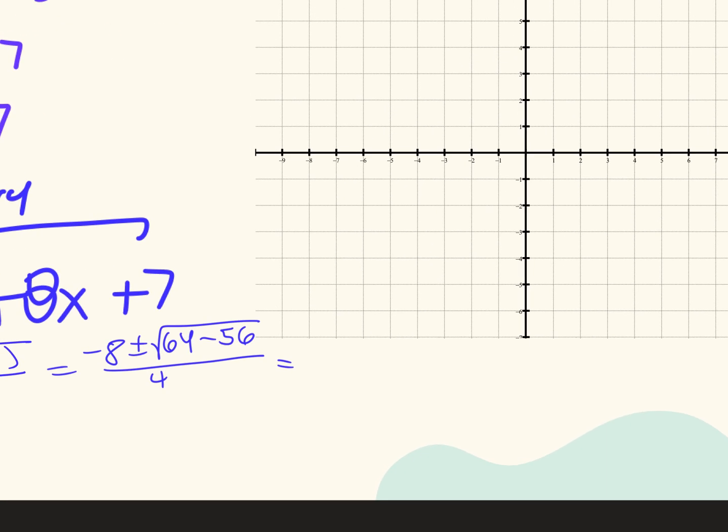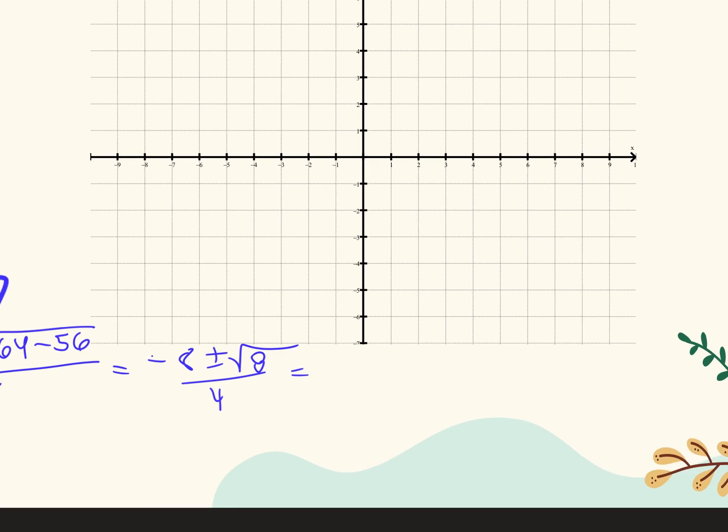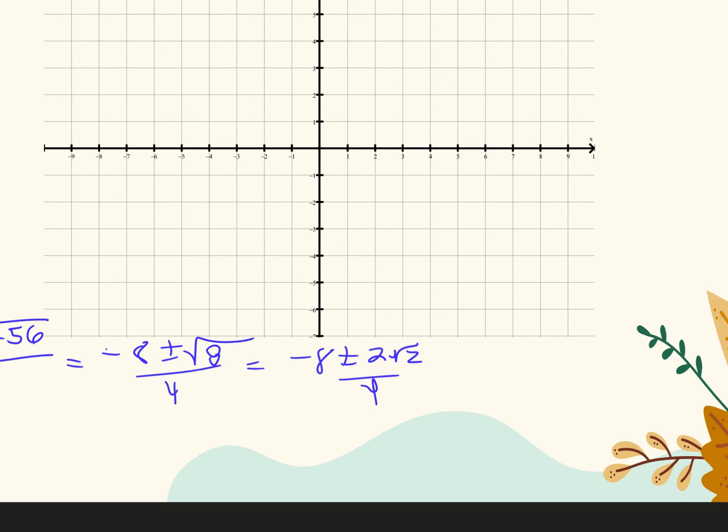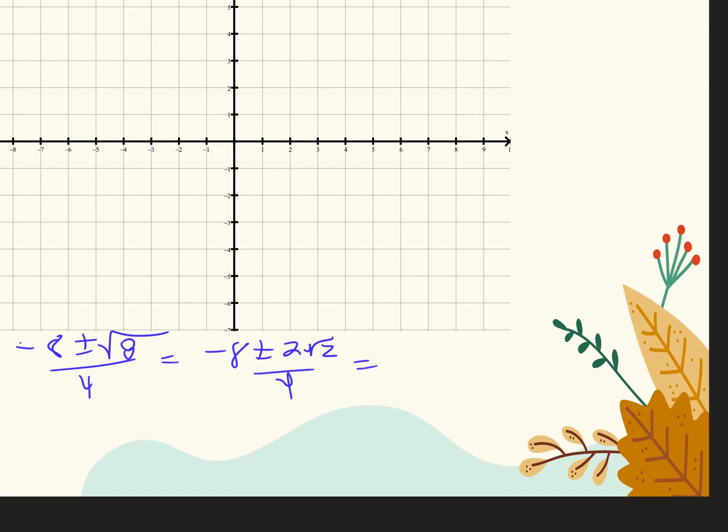So now we keep simplifying. Negative 8 plus or minus the square root of 64 minus 56, which is 8, all over 4. So keep simplifying, guys. Negative 8 plus or minus, I can break 8 into 2 squared times 2, over 4, and then we can simplify just one little bit more. Negative 8 divided by 4, let's just go by 2. So I have negative 8 divided by 2, which is going to give me negative 4.